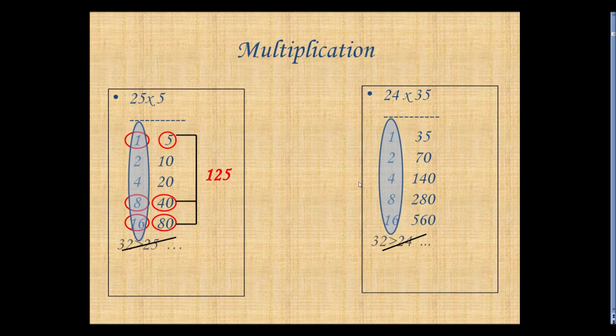In the first column, we try to find which numbers, when added up, form the first multiplier, which is 24 in this case. Very easy. 16 plus 8 gives 24. What are the numbers in front of them in the second column? 280 and 560. We add this up. The result is 840. Indeed, 24 times 35, very easy to verify, is 840.